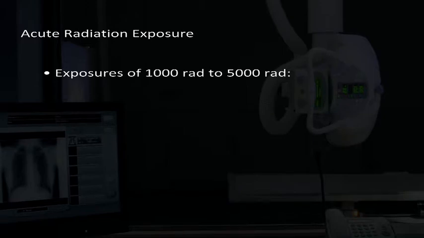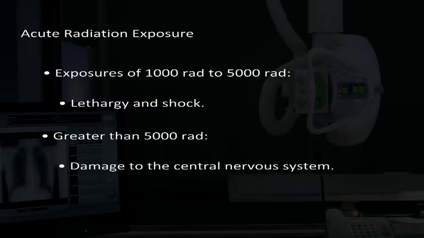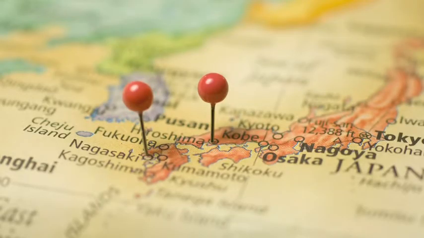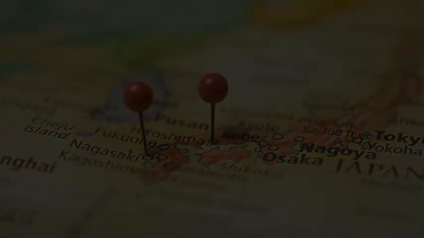Exposures of 1000 rad to 5000 rad lead to lethargy and shock, followed by symptoms of damage to the central nervous system at exposures greater than 5000 rad. The progression of exposure to death can take anywhere from approximately 3 to 60 days, depending upon the whole body dose. Atomic bomb survivors are a unique population that scientists continue to observe to determine the effects of short-term exposure over an extended period of time.